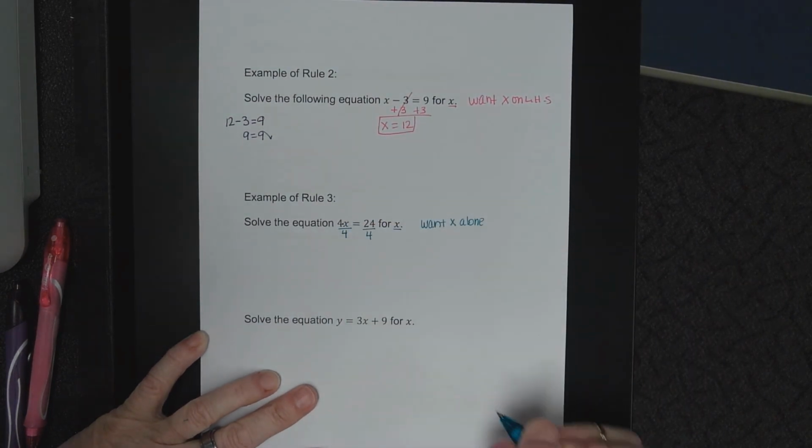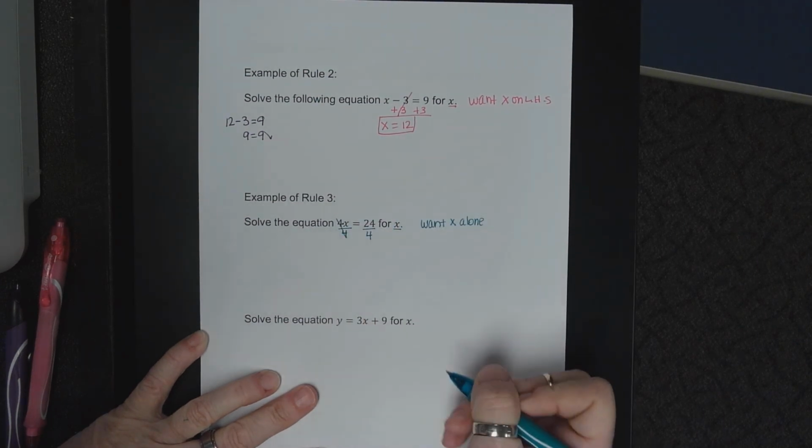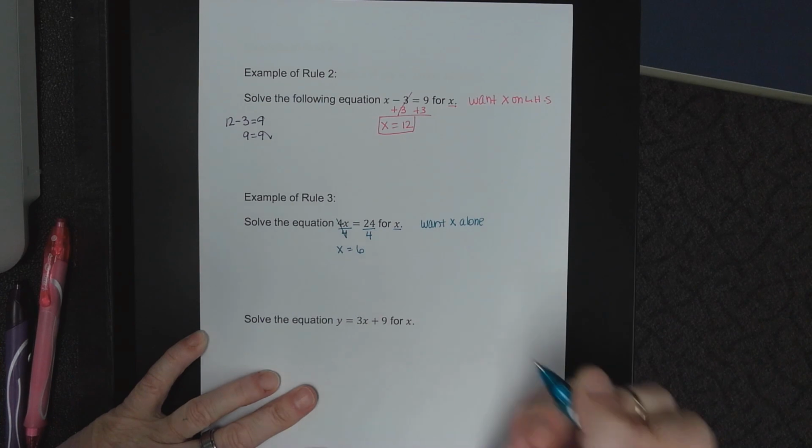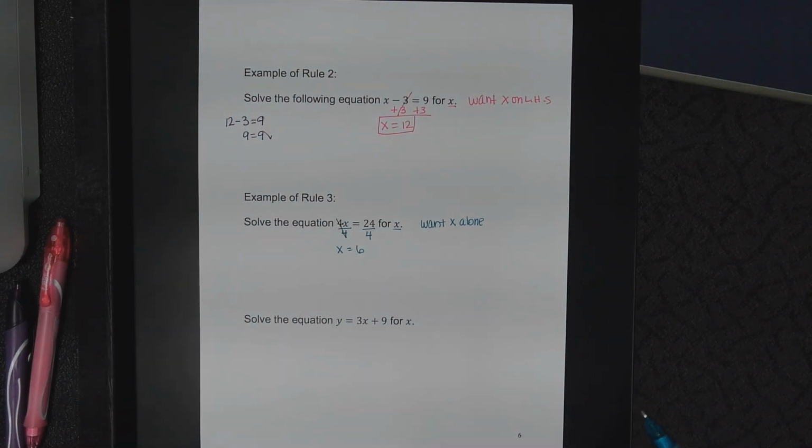These will cancel. x equals 6. So if it's addition or subtraction, you just do the opposite sign. If it's multiplication or division, you just do the opposite sign. Cool?